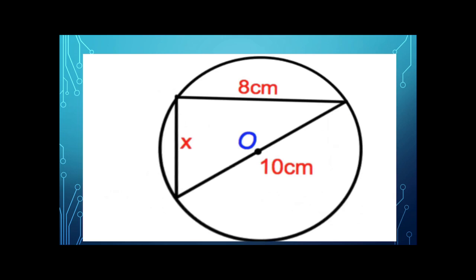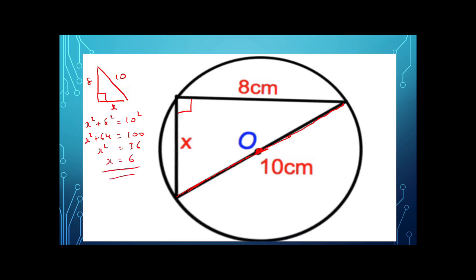Okay, in this question here, we're being asked to work out the length of x. Now we know that this is a diameter, passing through the center of the circle. Therefore, this is 90 degrees. Therefore, we have a right angled triangle, so we can actually use Pythagoras. x is the shorter side, 8 is that side there, and this is 10. So we can use Pythagoras, which says that x squared plus 8 squared is equal to 10 squared. That's x squared plus 64 is equal to 100. That gives us x squared is, subtracting 64 from both sides, 36. x is equal to 6.